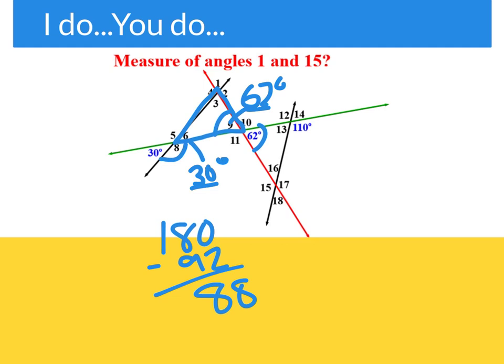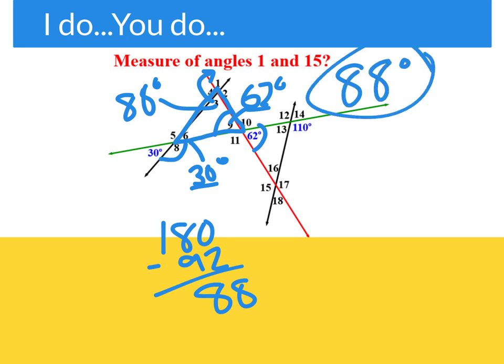So 3 is 88 degrees, and if 3 is 88 degrees, isn't angle 1 directly across from it, which is a vertical angle? And so it is also 88 degrees. So your answer for angle 1 is 88 degrees.